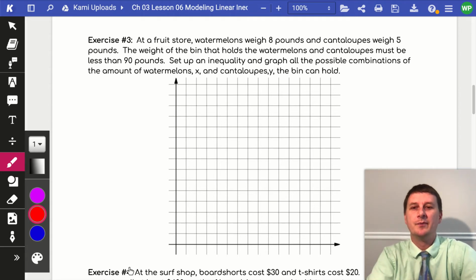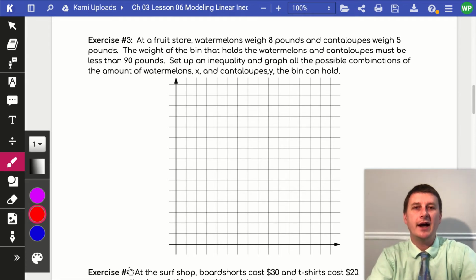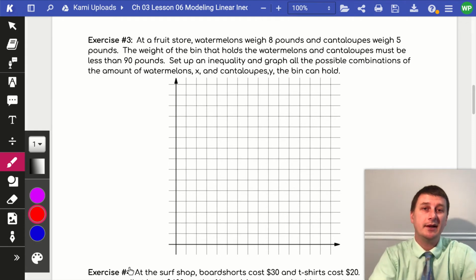Let's get to it. Exercise number 3. At a fruit store, watermelons weigh 8 pounds and cantaloupes weigh 5 pounds. The weight of the bin that holds the watermelons and cantaloupes must be less than 90 pounds. That makes sense, because if it's more than 90 pounds, it might be too heavy for a worker to carry in or outside, or maybe just to move, or maybe the bin might break. So that's a real life scenario.